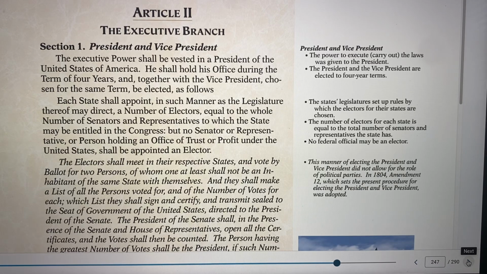They could only have two 4-year terms, sorry. The state's legislators set up rules by which the electors for their states are chosen. So when we talk about electing a president, then we talk about the legislators setting up the rules for electors. Remember, we're going to talk about the electoral college.